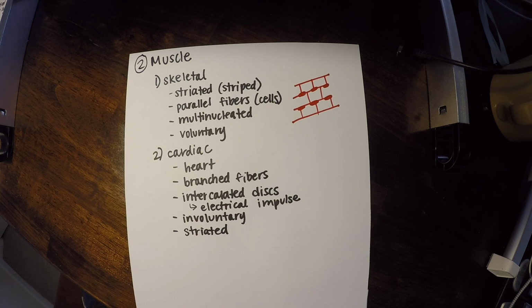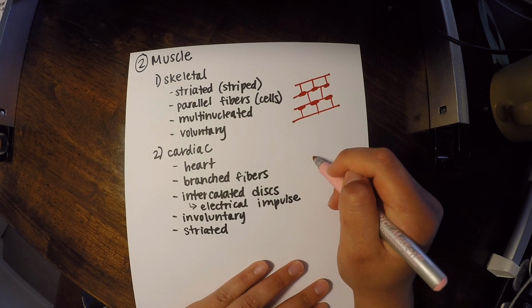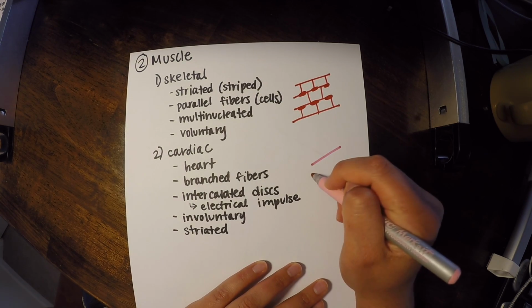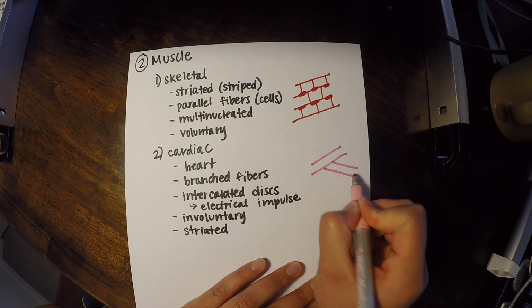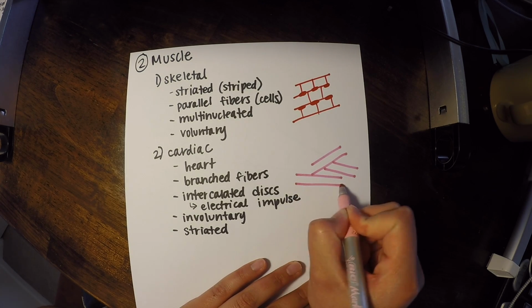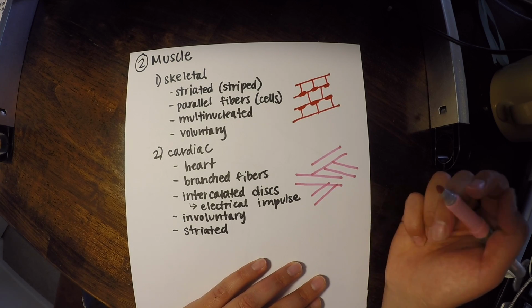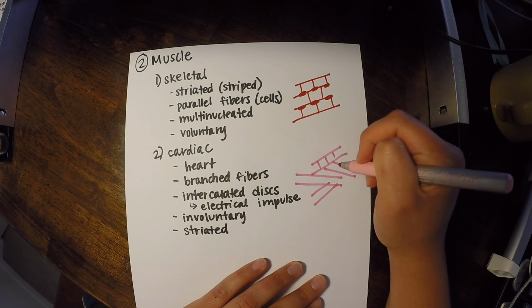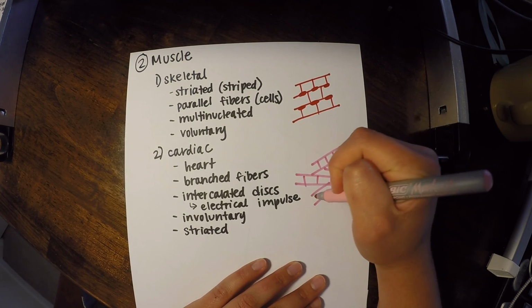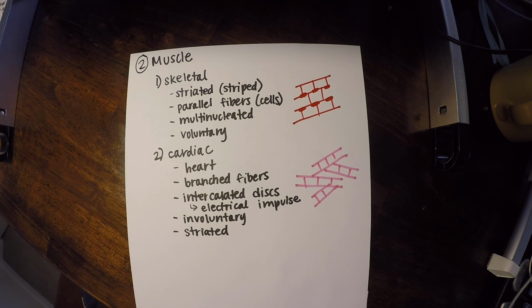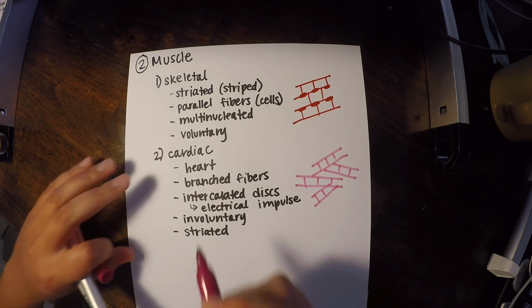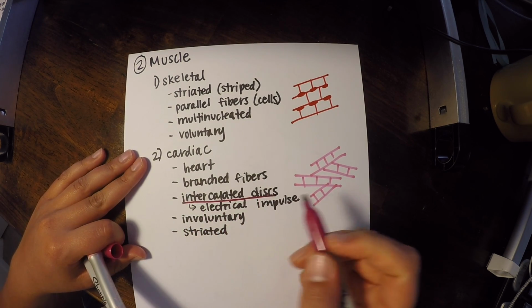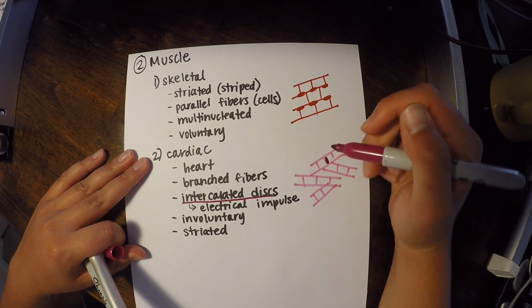And we can draw that out here. So remember, these are branched, so they're kind of coming off in different directions. That's the only thing that branched means. And they're also striated, so just like these skeletal muscle fibers, they're going to have stripes going through them. And then let's also draw out those intercalated discs that we discussed. So I'm just going to underline those guys and then throw some intercalated discs in.